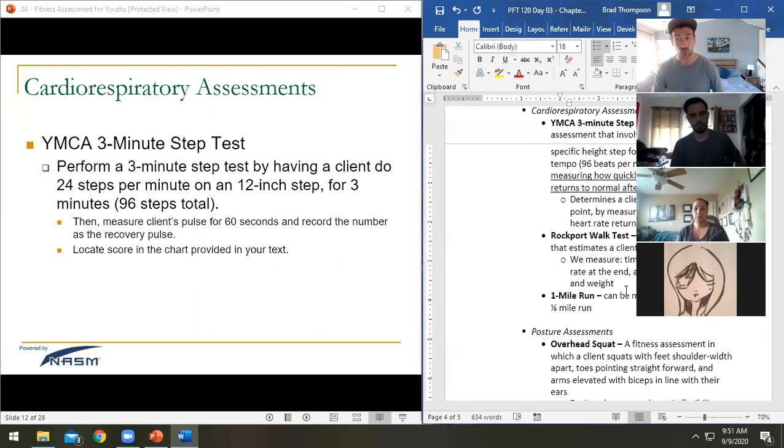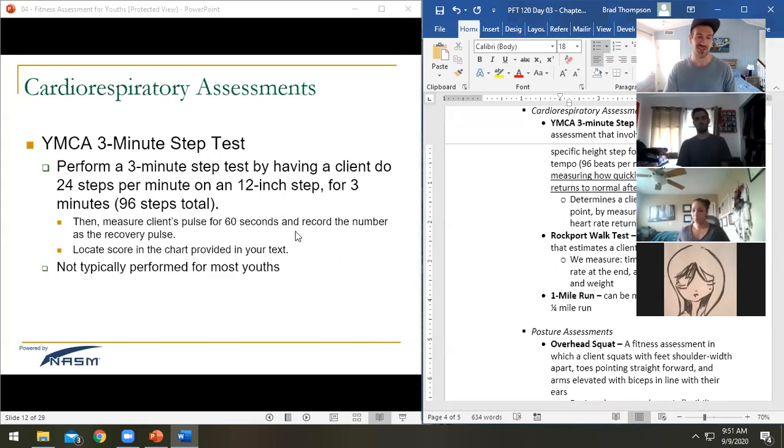But the point of the YMCA 3-minute step test is that their heart's going to go like this towards the beginning, and then it's going to start to slow down. And once it gets back to a normal pace, or however close to a normal pace it gets in a full 60 seconds, that's going to determine how well they perform. So if their heart rate returned to normal really quickly, that's a heart that's in really, really good shape. And if their heart rate just stays elevated and it continues trying to recover, that's a heart that's not in so good shape, right?